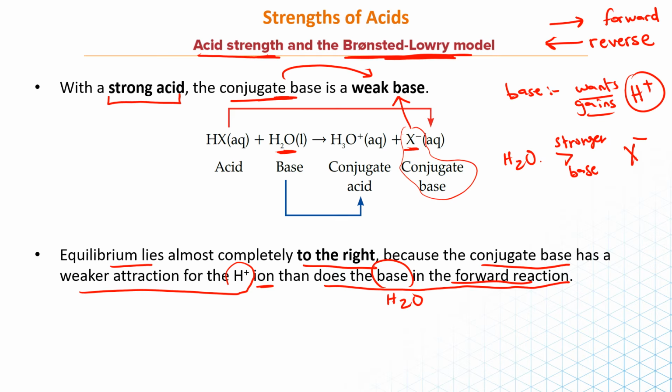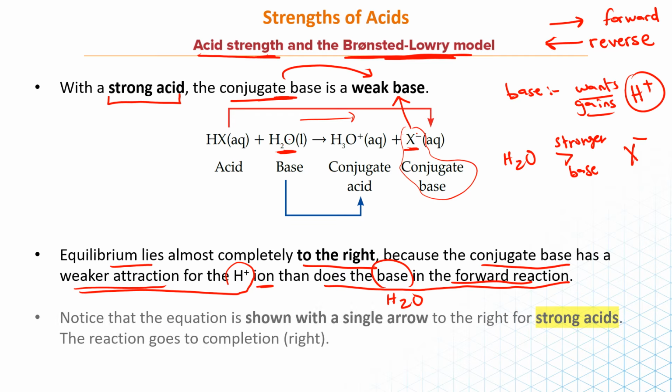What does that mean? It means the conjugate base has weaker attraction for H plus. يعني هي ما تريد ال H plus بنفس المقدرة أو بنفس القوة اللي ال H2 تريد ال H plus. عشان هيك التفاعل الأمامي راح يحصل وال H2O راح تكتسب ال H plus. So this is the reason why this reaction is almost forward, because this is a weak base.